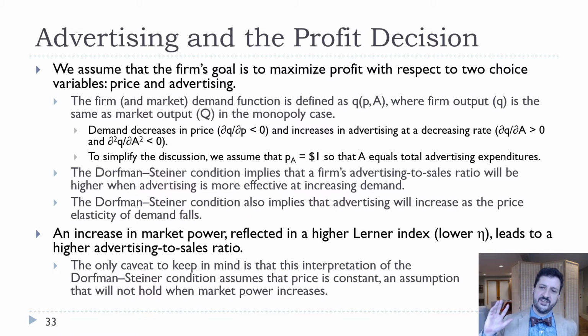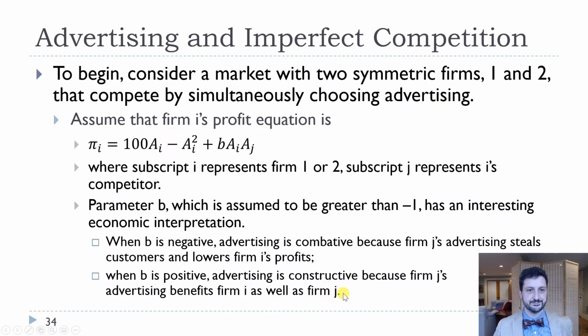And what they found was that the advertising to sales ratio will be higher, obviously, when advertising is more effective. So that's not that interesting. But it will also be higher as the elasticity of demand falls, so that as firms have more market power, a higher Lerner index, they will have a higher advertising to sales ratio. Basically that's because you're able to increase your profits more through advertising when you have a higher Lerner index.